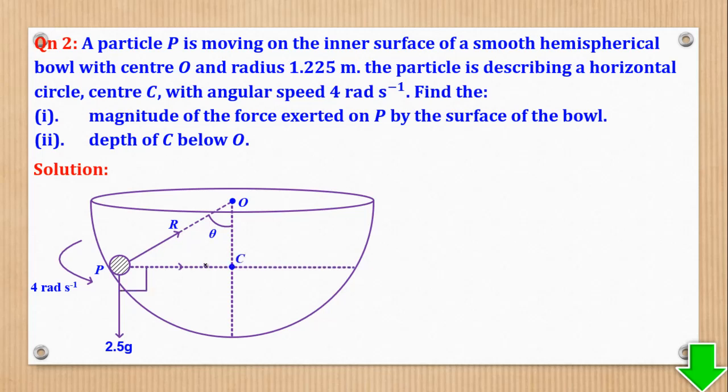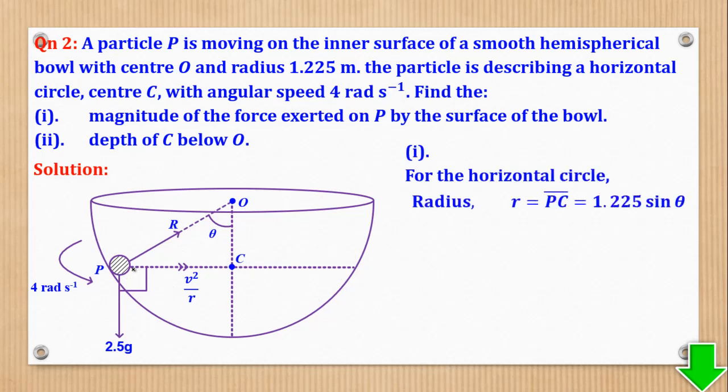So the center of the horizontal circle made by this particle is C, meaning the horizontal circle is in that form. Centripetal acceleration is always towards the center. So for the horizontal circle, the radius is PC. From here, T is the radius, and it is got by resolving, because we know that this is 1.225 and this is the angle.